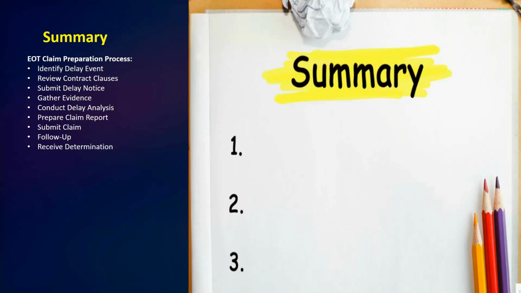So next we have the summary. Let's quickly recap the process of preparing an EOT claim. Identify delay events, then review contract clauses, then submit delay notice, then gather supporting evidence. Then conduct delay analysis, prepare claim report, submit claim, follow up, then receive determination. A professional EOT claim is fact-based, contractually compliant, and supported by clear evidence. By following these steps, you can protect your project's interests and maintain a good relationship with client and consultant.